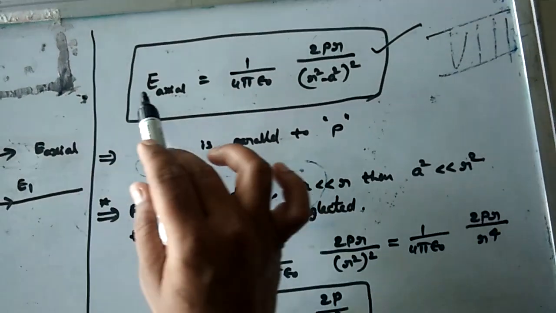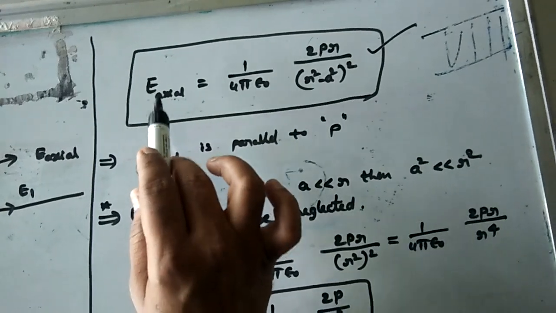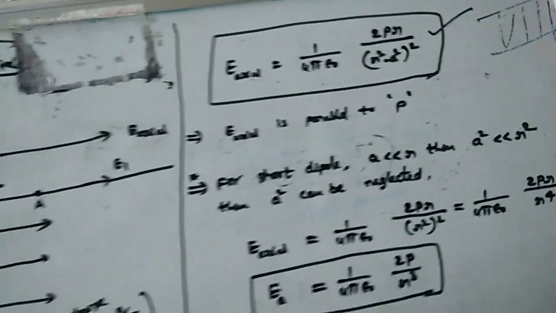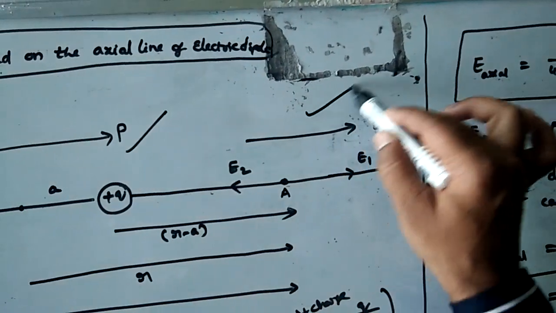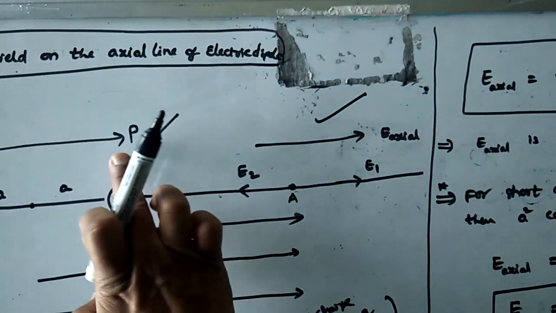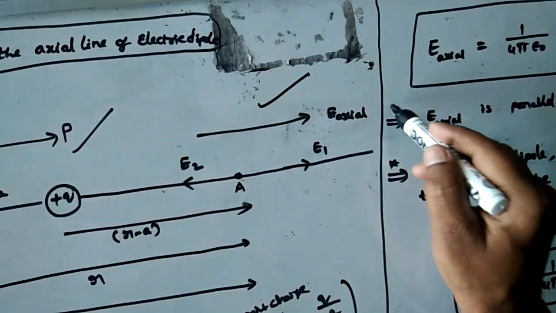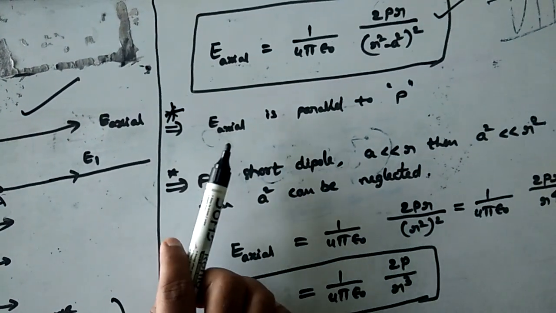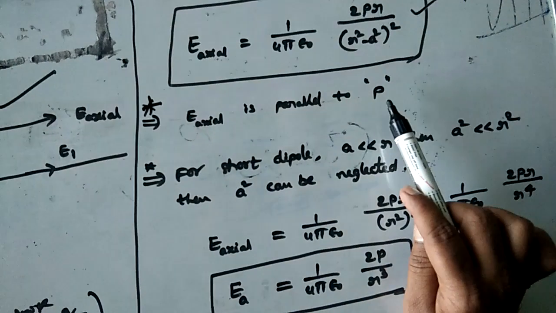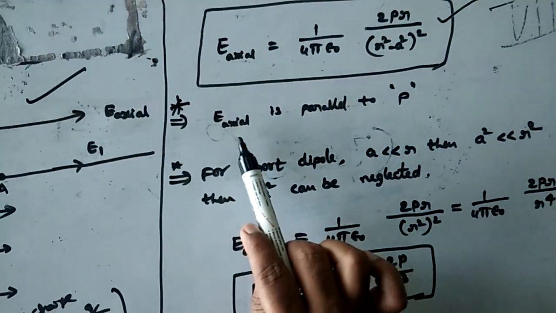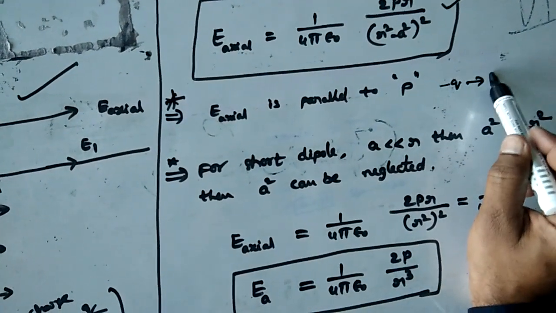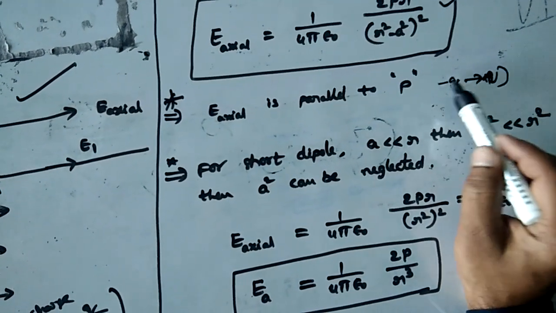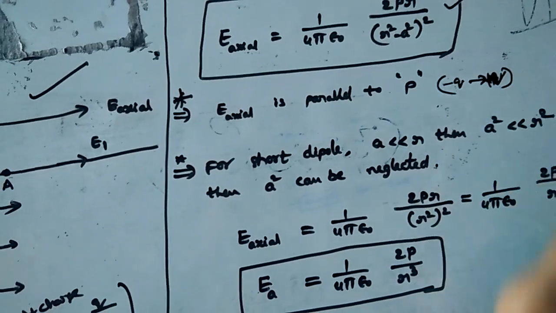This is the electric field for a long dipole, where the length is a bit more. Electric field is a vector quantity, so what is the direction of the electric field here? See the diagram. This is the direction of the dipole moment, and this is the direction of the axial electric field. See the arrow marks, both are in the same direction. This sentence is very important: the electric field on the axial line is parallel to the dipole moment. That means from minus q to plus q, the electric field will be like this.